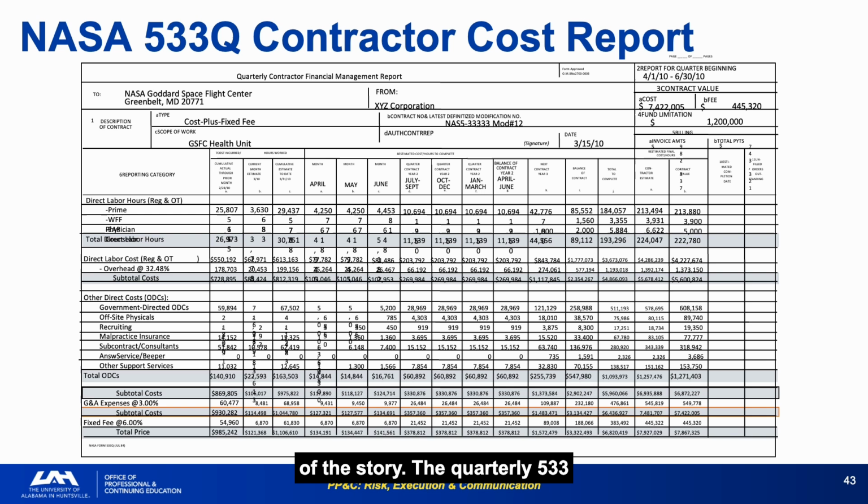The quarterly 533 analysis should validate the monthly trends and extend the picture through the estimate to complete. Discrepancies between monthly actuals and the quarterly rollup warrant investigation. Use the quarterly 533 to build or refresh your rate analysis for each major cost element. The richer detail makes rate trends visible that the monthly report compresses.